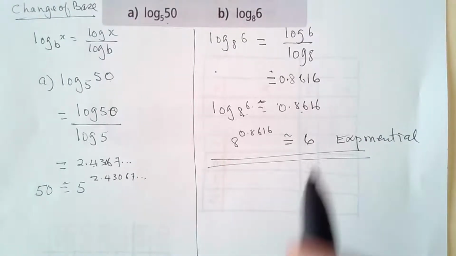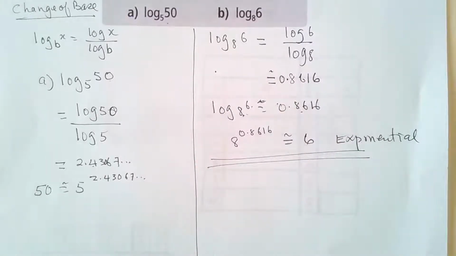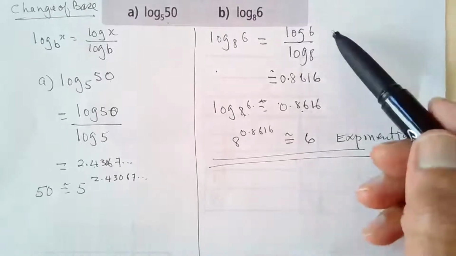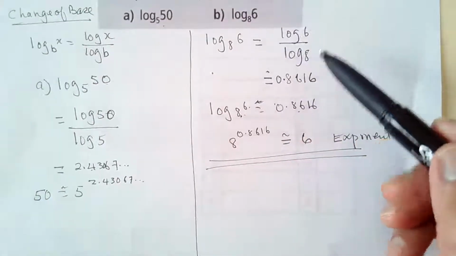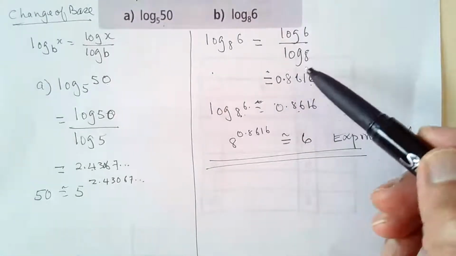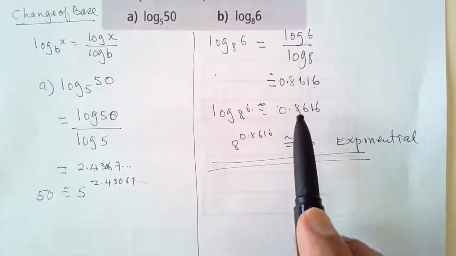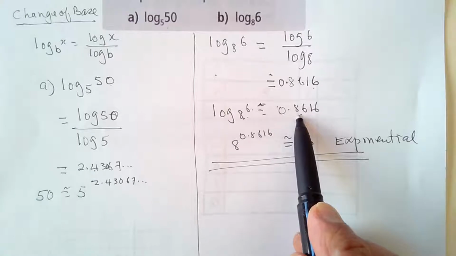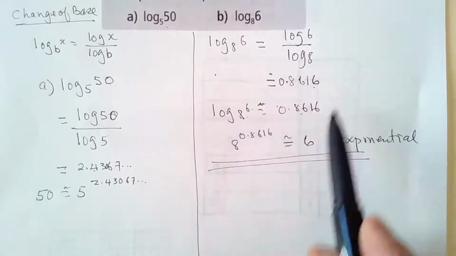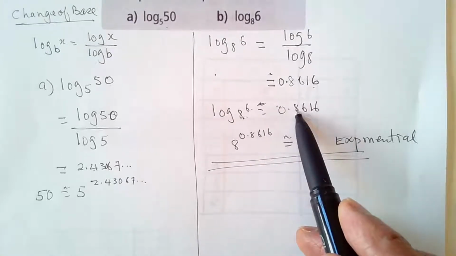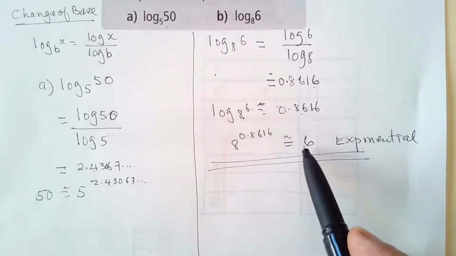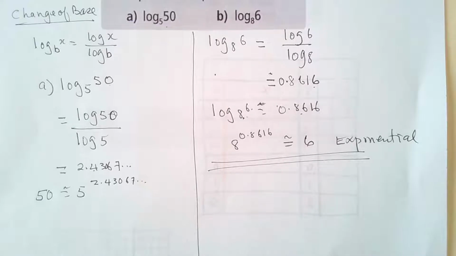So just remember you're applying the change of base formula: log x over log b. Use your calculator, use base 10. Once you know what your log is, that's your exponent for the base. So the base is 8, the exponent is approximately 0.8616, equivalent to 6.